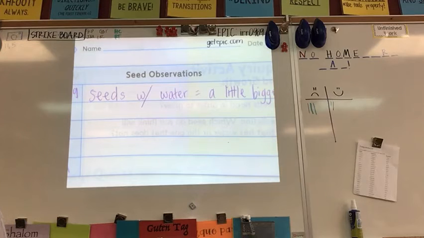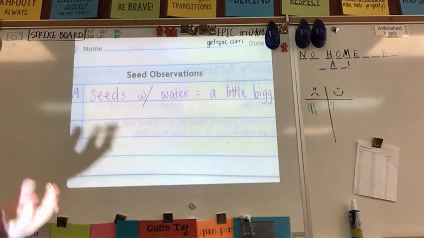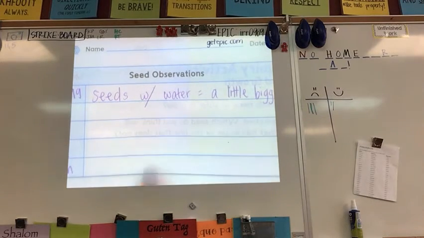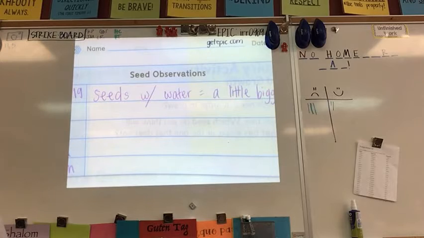But I really want you guys to take the time. Scientists always look at things and they observe them and they should analyze what's happening. And so we're just going to be recording our observations in this table model. Landon, was there something else you noticed about our seeds?